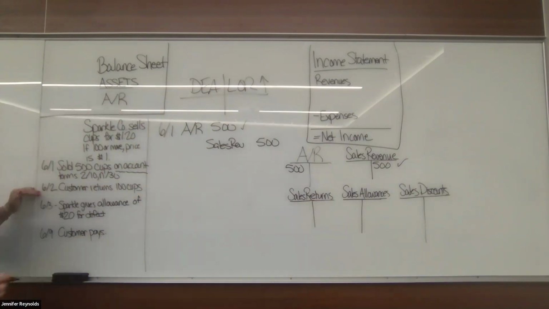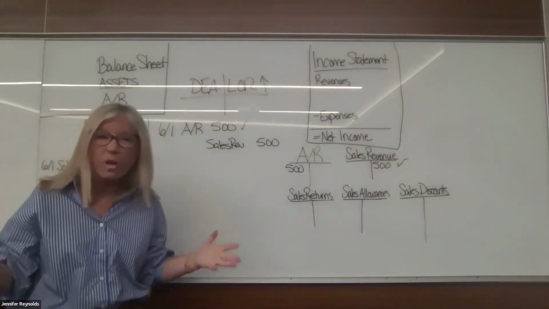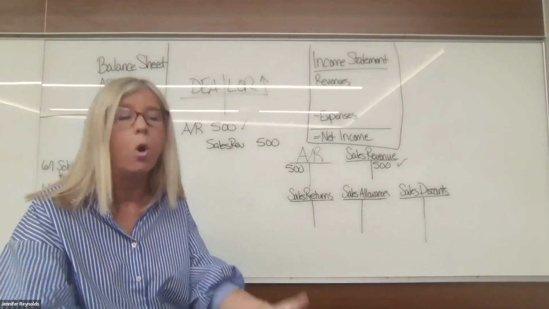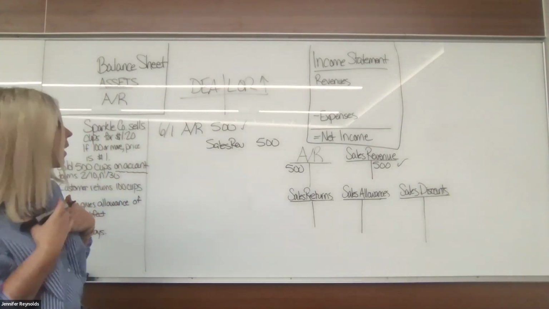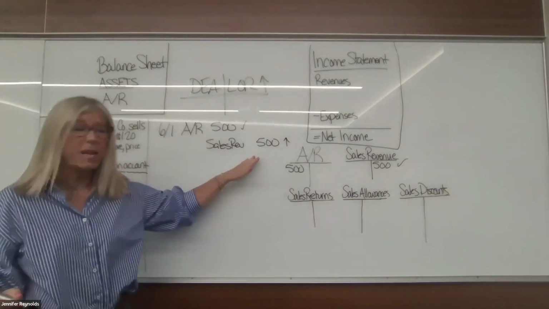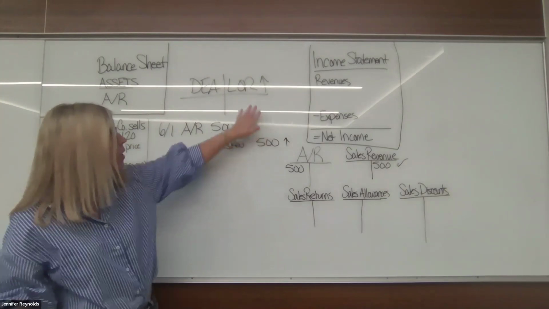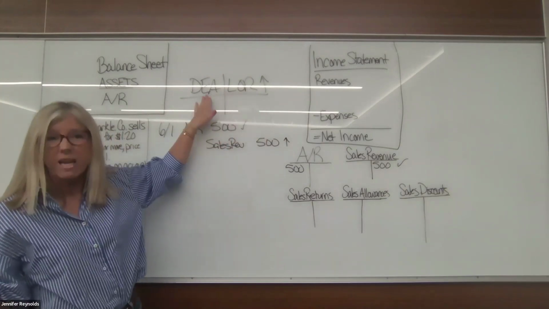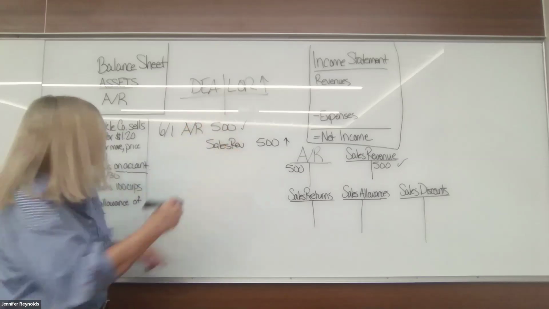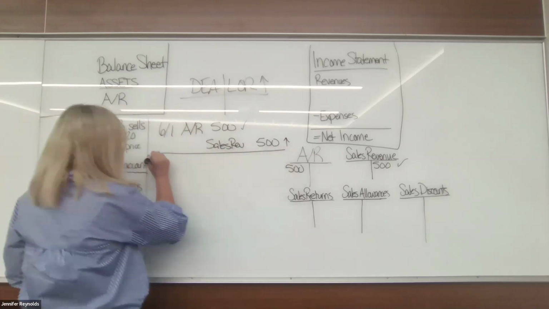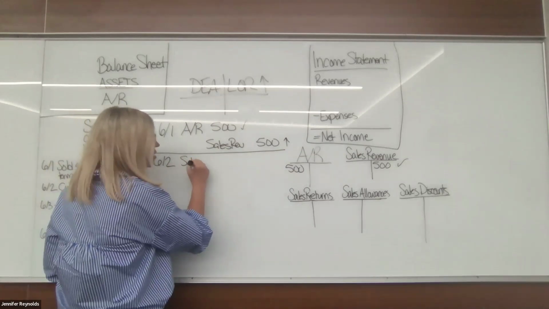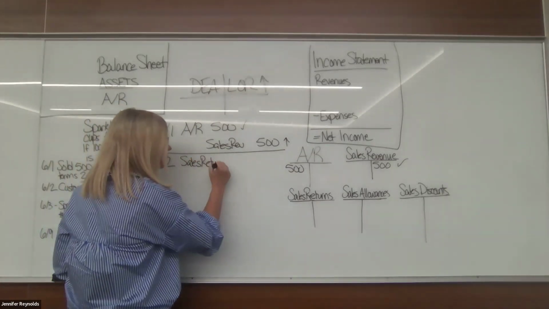Now we go to June 2nd. The customer returns 100 of the cups: "I didn't need these, I don't want these, I'm bringing these back." What does Sparkle do? If revenue increased when they sold the cups, now that the customer is bringing them back, revenue needs to decrease, which means a debit. But we're not going to debit sales revenue directly. We use the contra revenue account called sales returns.